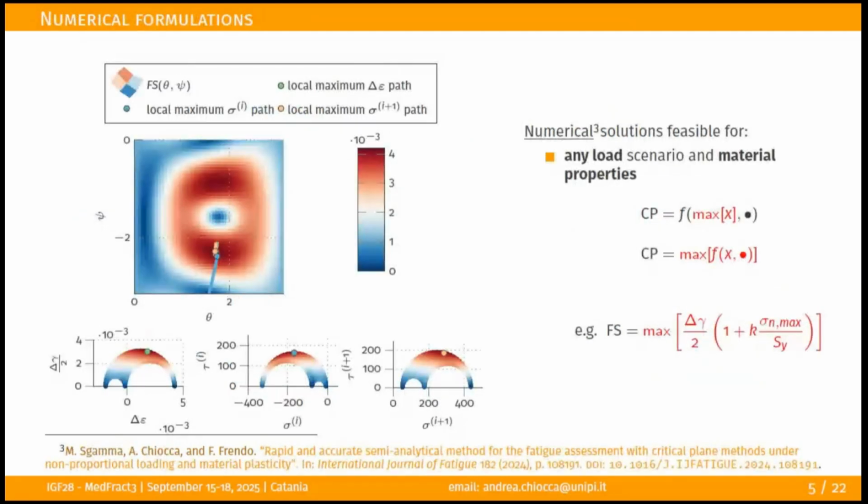To speed up any definition of critical planes, like Findley, under any loading condition and material properties, so also including plasticity, we should move from the analytical world to the numerical world. And so a way we found was to, instead of searching in a 3D space or all over the surface, just pinpoint the optimal path, and then iterate on the optimal path to find the maximum. And in this case, you can speed up the evaluation a lot.